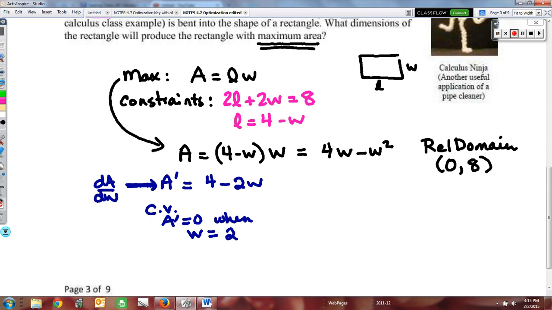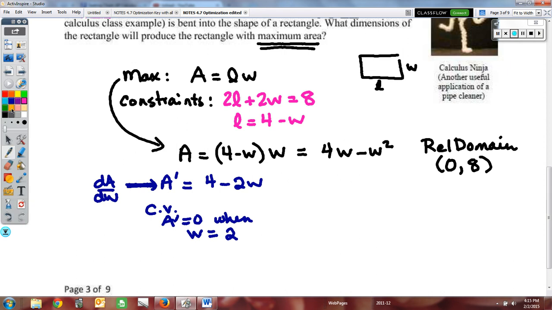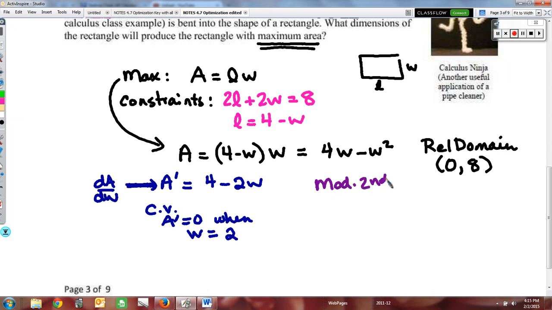Right? Now, in this case, just to show you a little alternate here, let's actually use the modified second derivative here, just to contrast what the difference is between the two. So in the modified second derivative, I've got my critical value. Now I am going to take the second derivative. So easy to get. The second derivative would be -2.